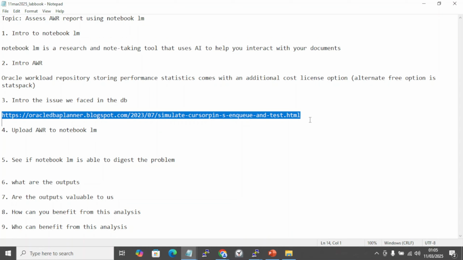So in this video we are going to only upload the problematic AWR report. Maybe in the next video I will upload a good AWR report as well, or I can even upload a comparative AWR report. See, the wide opportunity that it opens up when this Notebook LM comes up is very huge. Whatever we have been doing until now, we can revisit all of them using Notebook LM and see how it improves our work day in and day out.